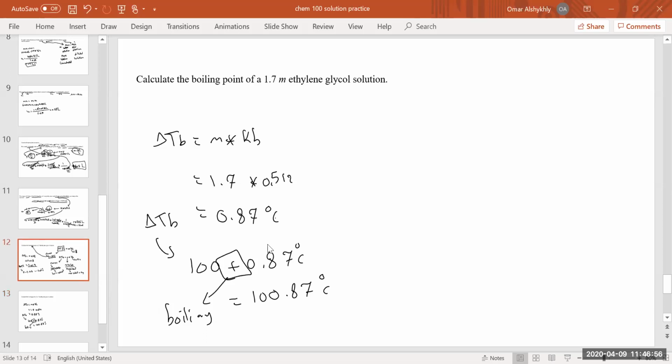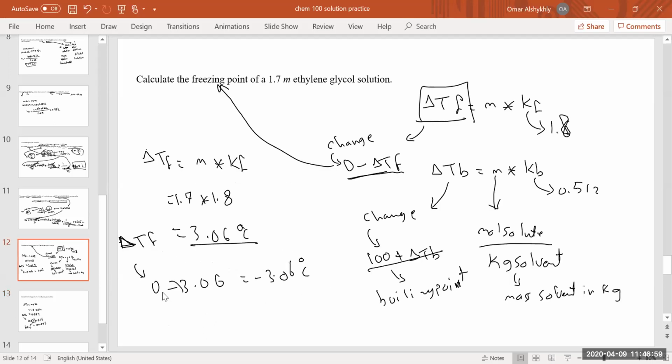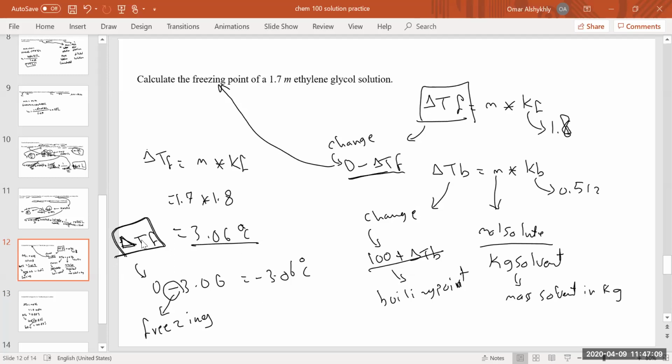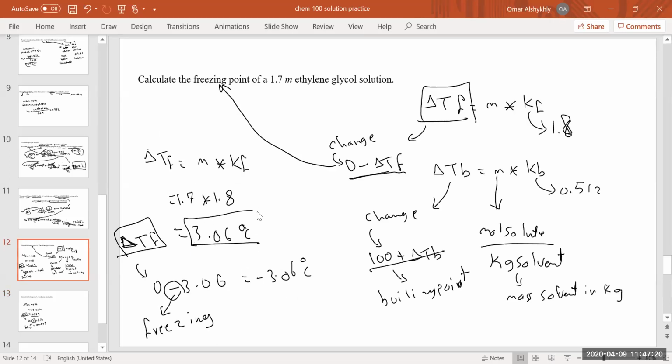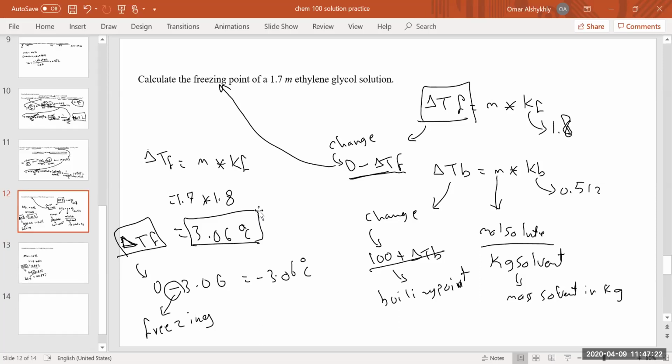Be careful with the boiling addition. Here, with the freezing, subtraction. So be careful, guys. If they just ask you for the delta T F, the change in the freezing point, or the change in the boiling point, you will stop here, delta T B, and here, delta T F. So be careful what they are asking.